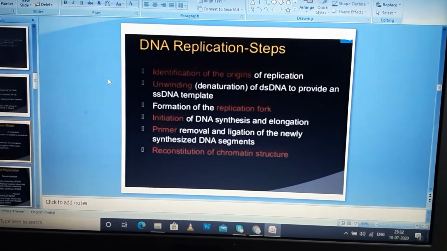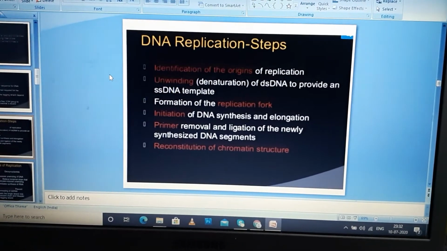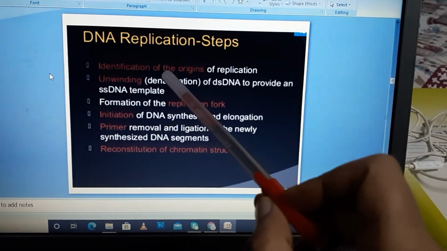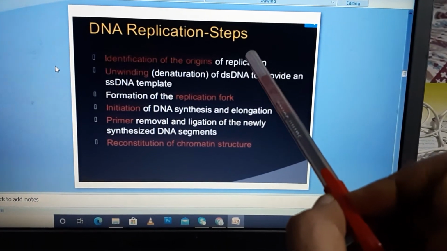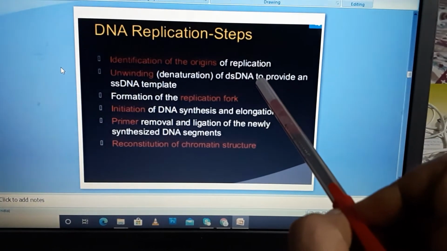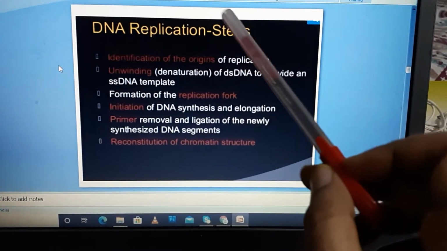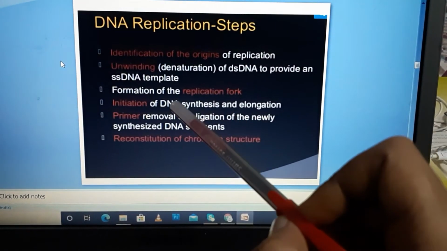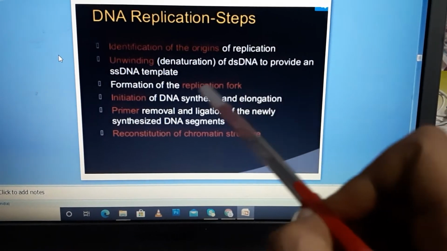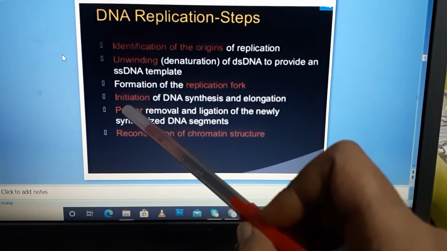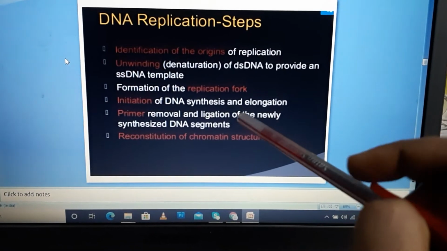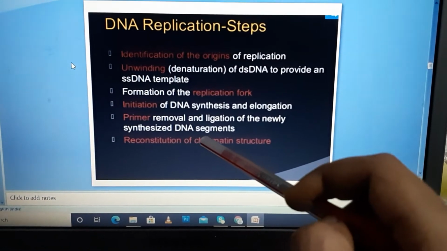There are some steps while performing DNA replication. These steps are the following. First of all, there is the identification of the origin of replication, from where the replication has to be started, and then unwinding of the double strand DNA. Then a replication fork forms and initiation of DNA synthesis begins. Then elongation, then primer removal. After the removal of the primer, then ligation, addition of the Okazaki fragments, and then reconstitution of the chromatin.